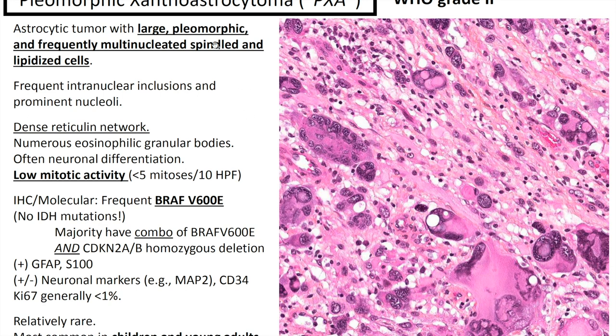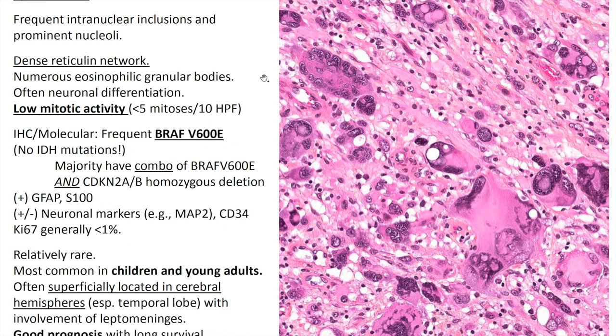For IHC and molecular, for a pleomorphic xanthoastrocytoma, frequently it's going to have a BRAF V600E mutation, no IDH mutations, and the majority have a combination of BRAF V600E and CDKN2A or B homozygous deletion. Positive for GFAP and S100, plus minus on the neuronal markers, like MAP2, CD34, and the Ki67 is generally less than 1%, so low mitotic activity, low Ki67 expression. PXAs are relatively rare, most common in children and young adults, often superficially located in the cerebral hemispheres, especially the temporal lobe, with involvement of the leptomeninges, and there's a good prognosis with long-term survival.